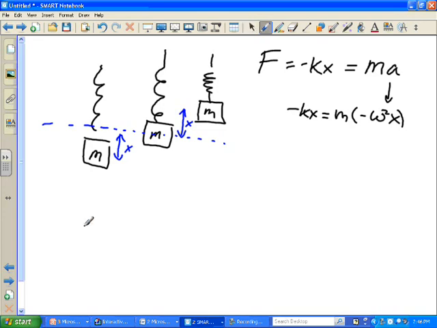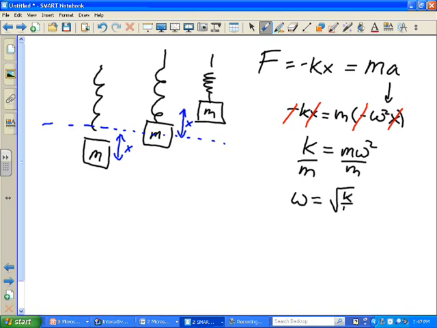So you've got x's on both sides. You have a minus sign on both sides, so none of that matters. And now you have an expression for k, and that comes out to be k is equal to m omega squared. We can also rewrite that in terms of omega. If we did a little bit of algebra there, we can say omega is equal to the square root of k over m. So what's the significance of this?